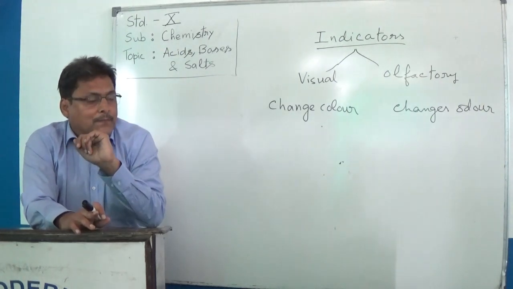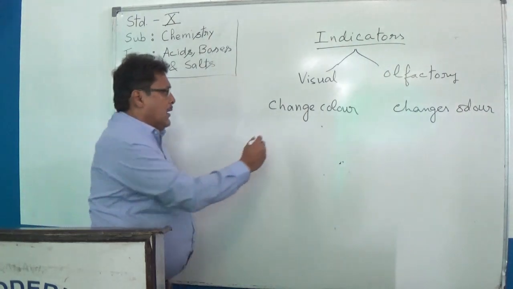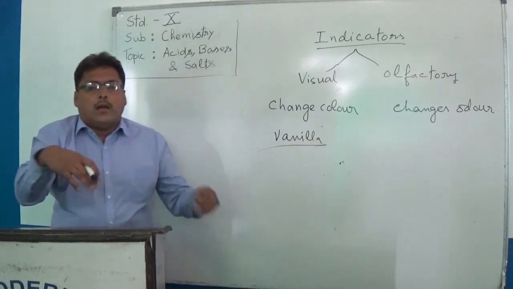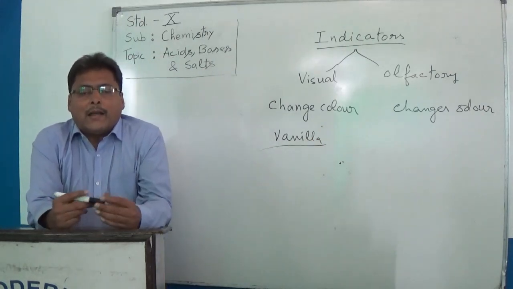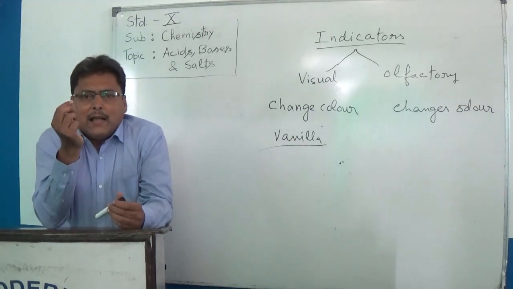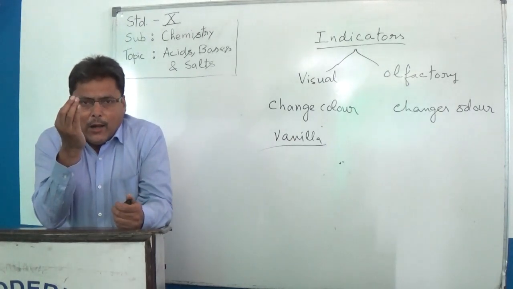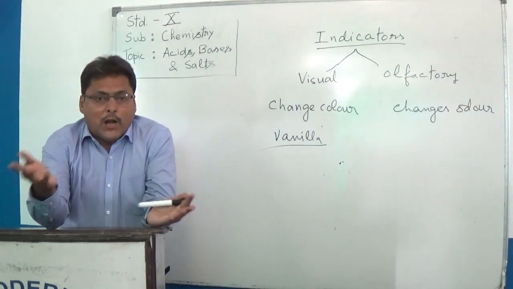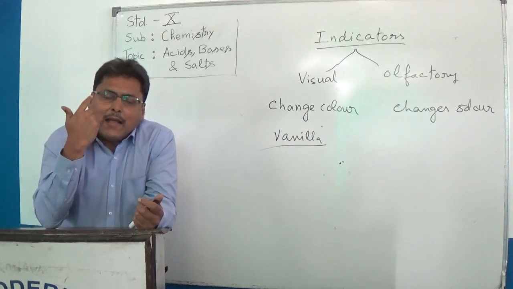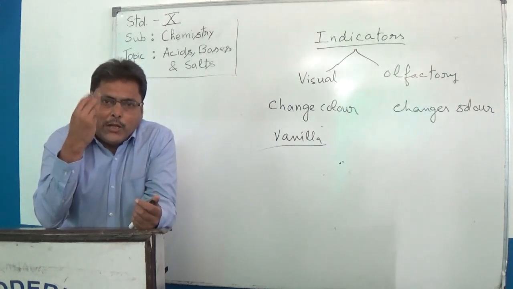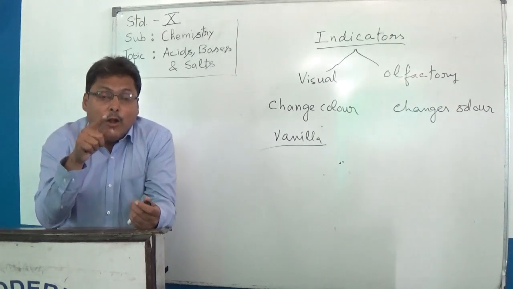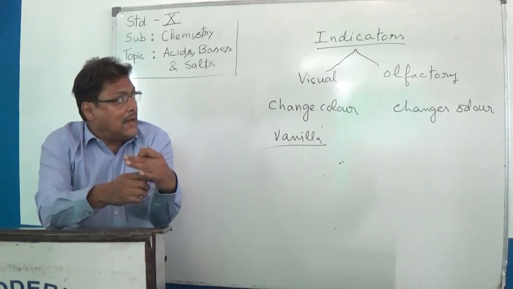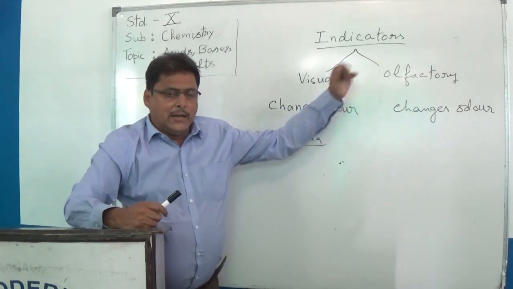In the same way, vanilla. You must have eaten vanilla ice cream, vanilla cake. Vanilla is a fragrance, an aroma that is taken as an extract from a certain plant product. Now this vanilla has a smell of its own, a very sweet smell. This smell also goes when it is put in contact with some basic solutions. So these are natural olfactory indicators.